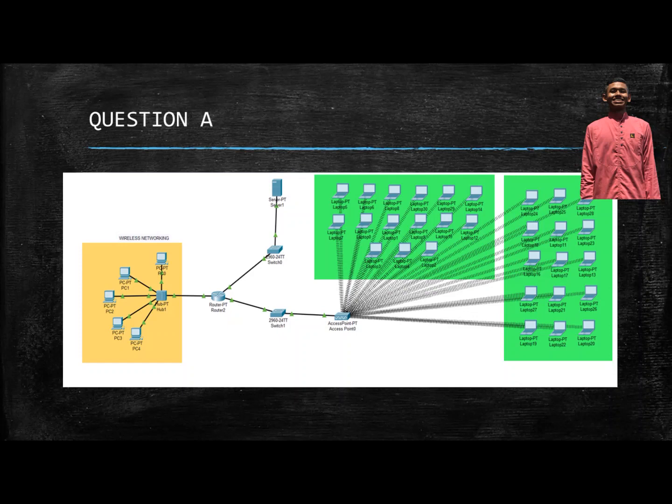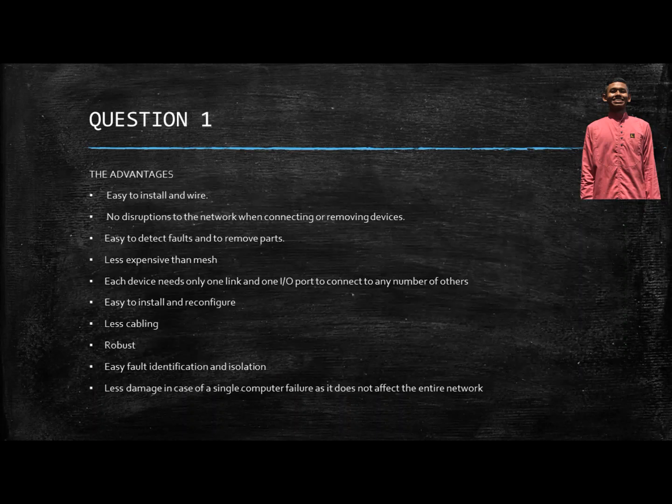Why we use this topology is because it has many advantages. It is easy to install and wire, with no disruption to the network when connecting or removing devices. It's also easy to detect faults and to remove parts. Next, it is less expensive than mesh. Each device needs only one link and one input-output port to connect to any number of others. It is easy to install and reconfigure, with less cabling and robust, easy fault identification and isolation, and less damage in case of a single computer failure as it does not affect the entire network.